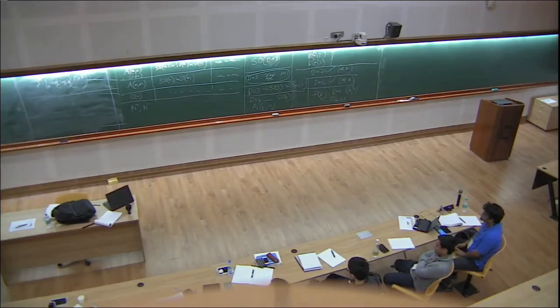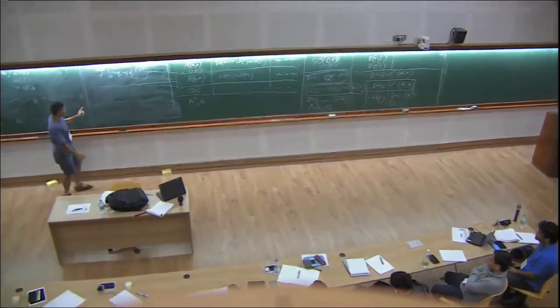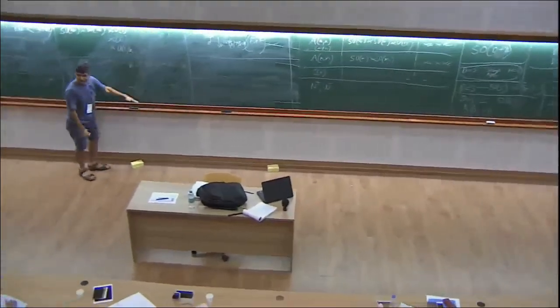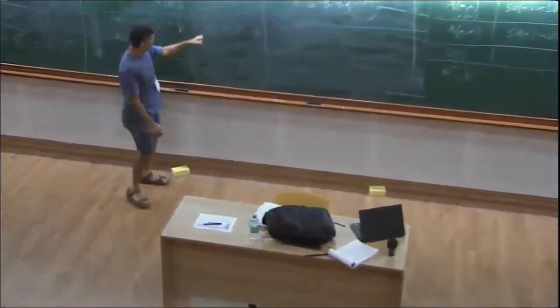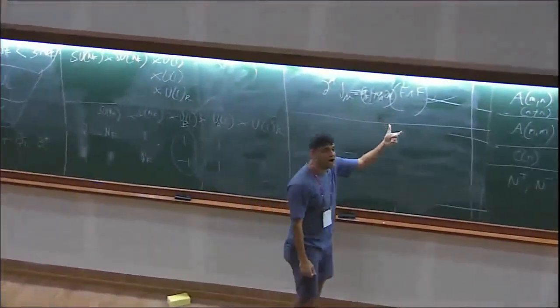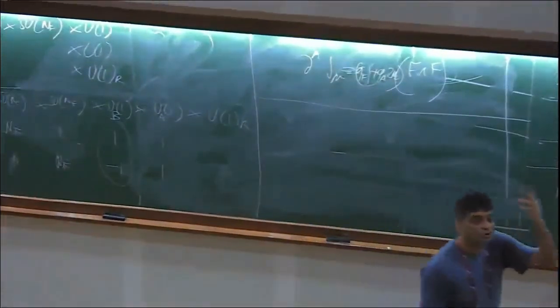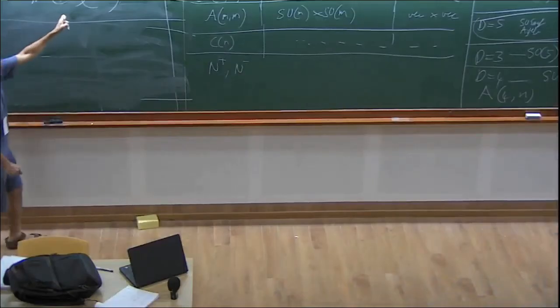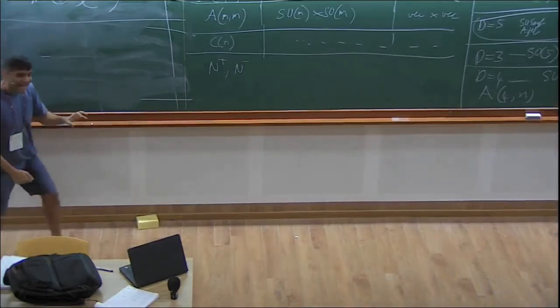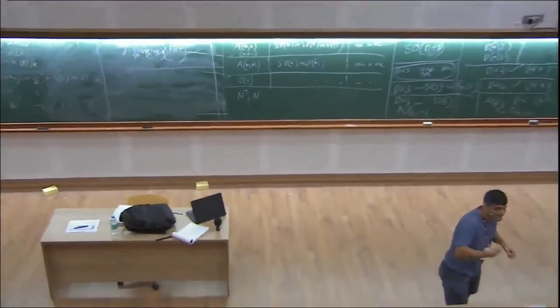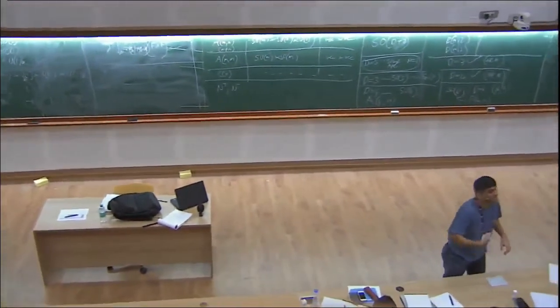Now, you see, this guy is certainly non-anomalous. What about the axial current? The axial current will get a factor of 2NF. So that is anomalous, and the degree of anomaly is 2NF. So the axial U1 symmetry will be broken down to Z_2NF.